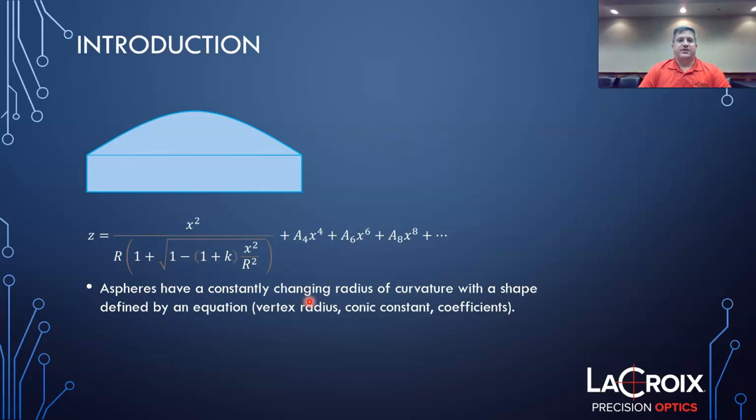First, a little introduction on basically what an ASPHERE is and some of the differences from a sphere. So a spherical surface, of course, has the same radius of curvature across the whole surface. An ASPHERE has a constantly changing radius of curvature, and the shape is defined by an equation that contains the vertex radius, your R value here, your conic constant, the K, and various expansion coefficients, which may or may not be present relative to the distance from the center of the part.